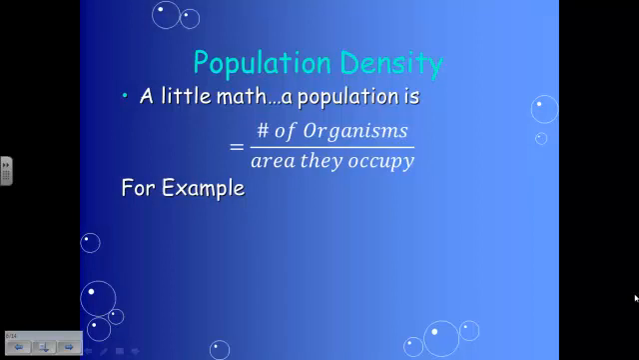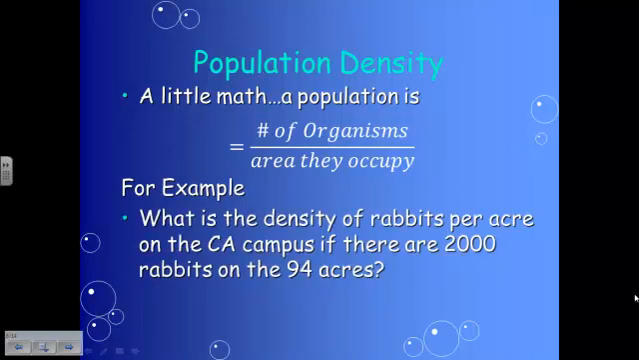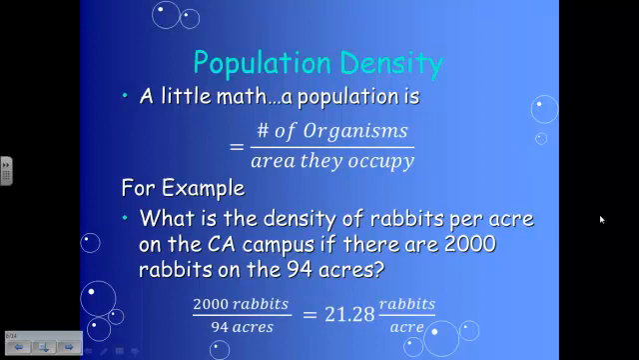So here on CA, we have a bit of a rabbit problem. Here on CA campus, we've got a ton of rabbits all around the place. You've probably noticed 5 or 6. Well, if you computed the area in which you were with those 5 or 6, you could extrapolate to the 94 acres that we have here on the CA campus. And so if we estimated that there are 2,000 rabbits on 94 acres, you can mathematically, using this equation above, determine how many there are per acre. We do this by a little bit of division, and we see that there are 21.28 rabbits per acre.